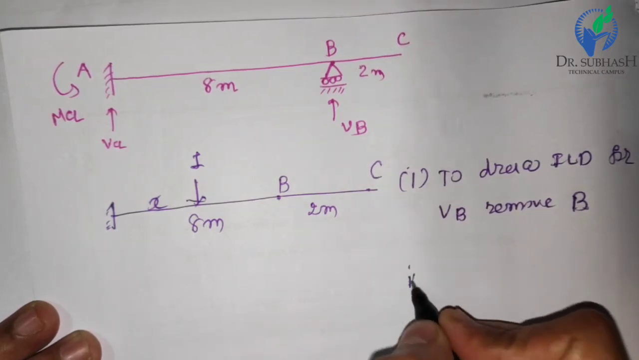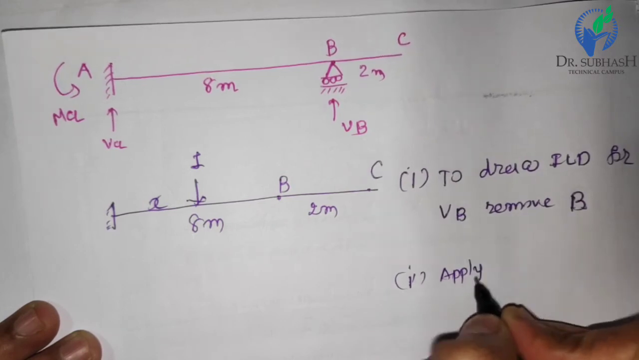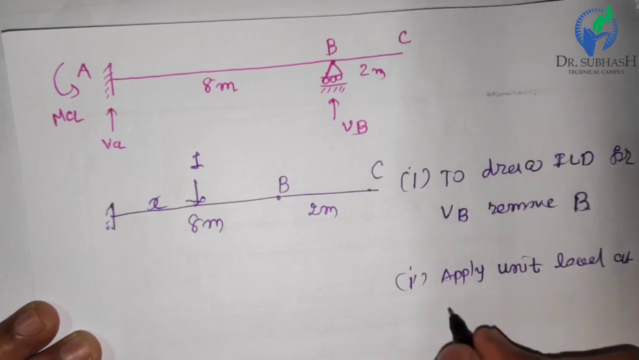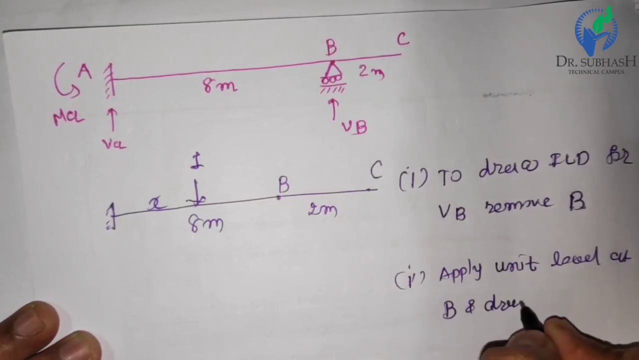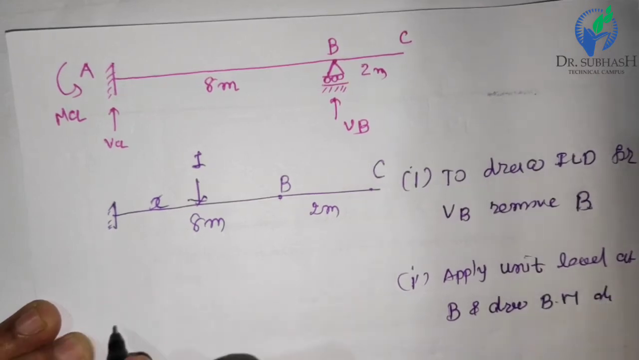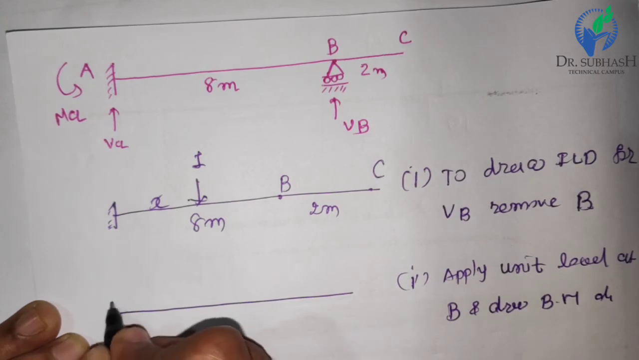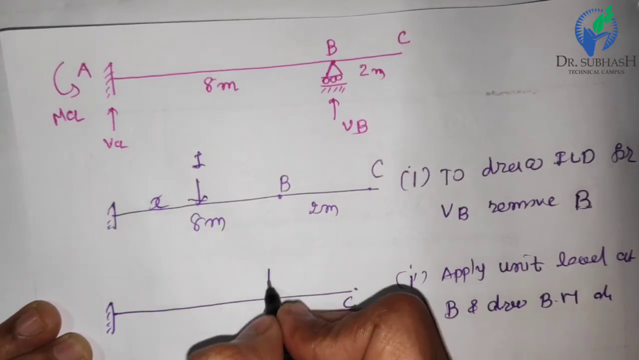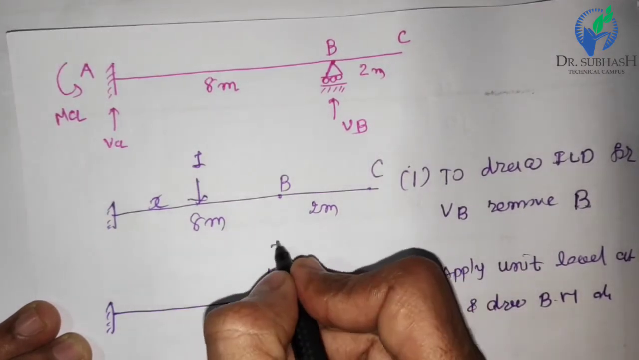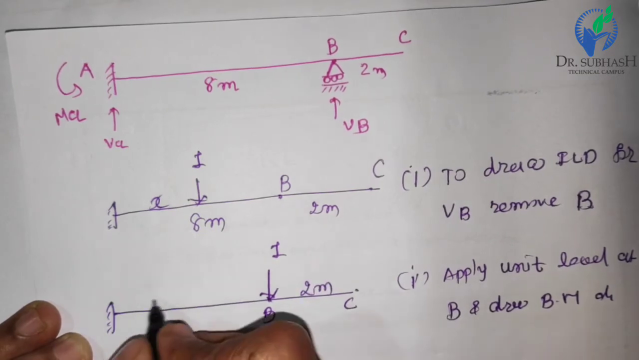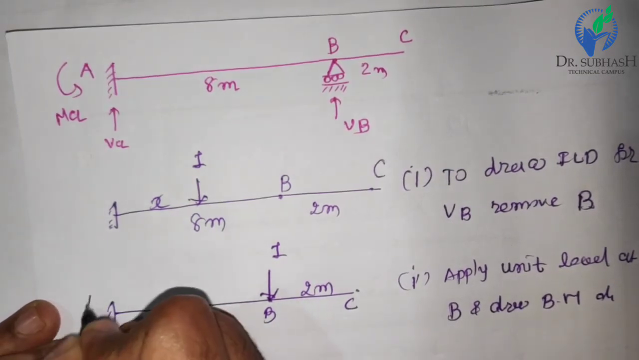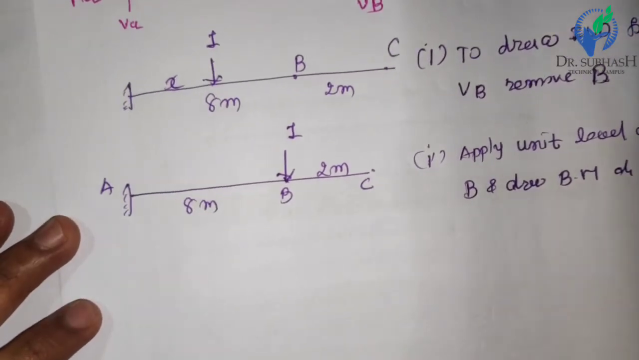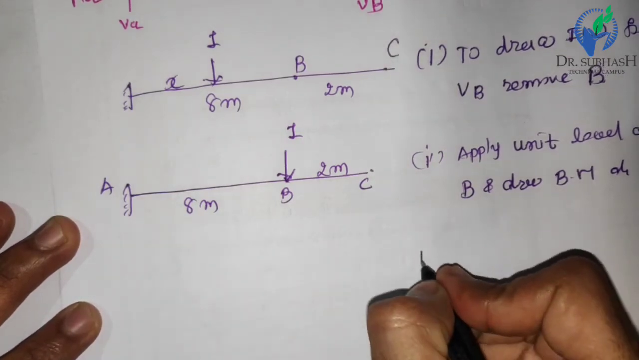Now what would be the second step? Apply a unit load at B and draw the bending moment diagram. So what is our next step? We should take the unit load and place it exactly on B, so we can find out the reaction at B. This is our A. Now we apply the unit load at B and draw the bending moment diagram at B.